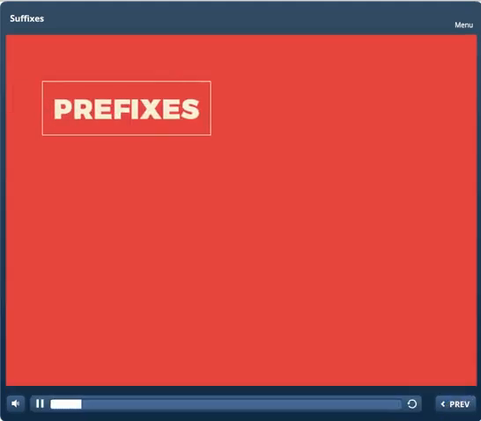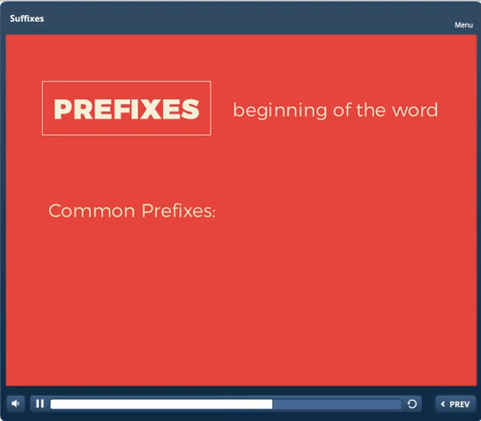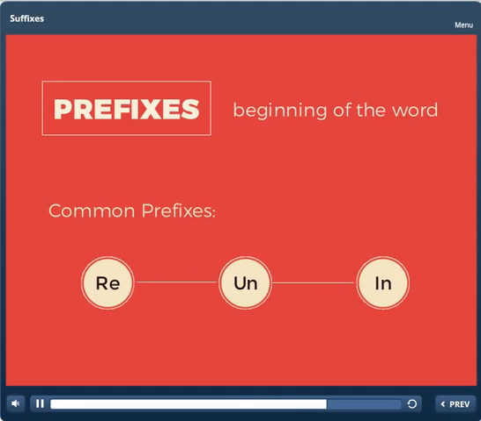Just as we can add suffixes to the end of a word to change its meaning, we can add prefixes to the beginning of a word to change its meaning. The most common prefixes that we use are re, un, and in. Click on each prefix to hear some examples.